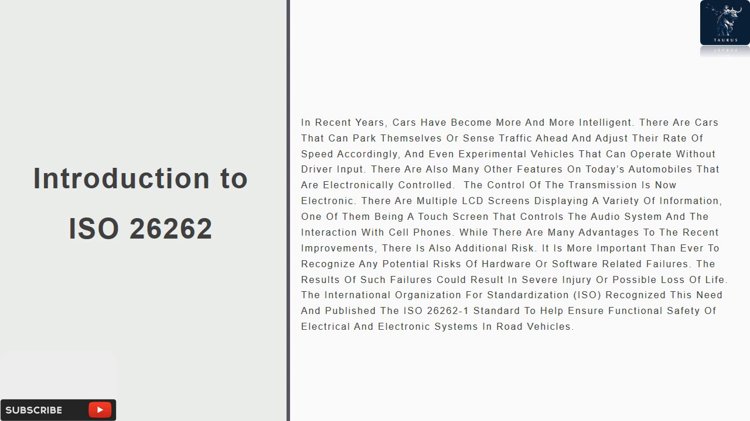While there are many advantages to the recent improvements, there is also additional risk. It is more important than ever to recognize any potential risks of hardware or software-related failures. The results of such failures could result in severe injury or possible loss of life. The International Organization for Standardization, ISO, recognized this need and published the ISO 26262-1 standard to help ensure functional safety of electrical and electronic systems in road vehicles.